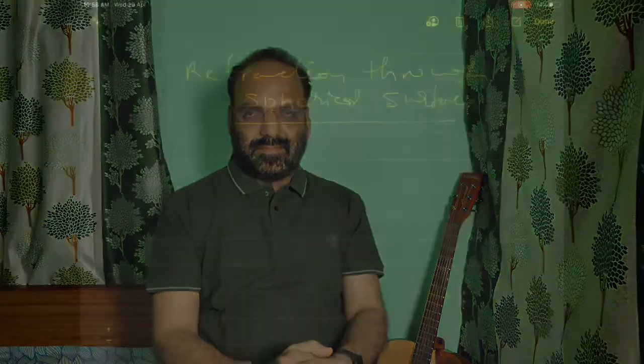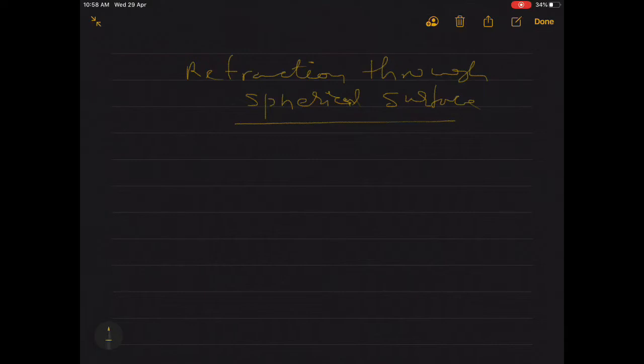In this new lecture, I will tell you about refraction through a spherical surface. How do we draw the ray diagram for this spherical surface when the rays are incident on it, and we will establish a relation between refractive index, image distance, object distance, and radius of curvature of the spherical surface. Keep watching, keep learning. So let us begin with this new lecture.